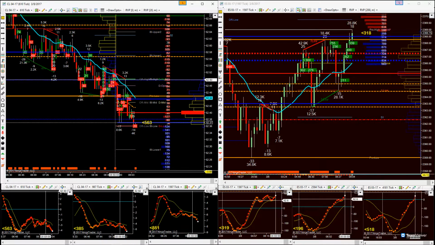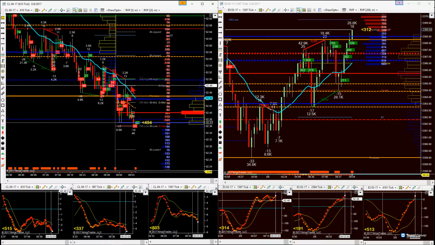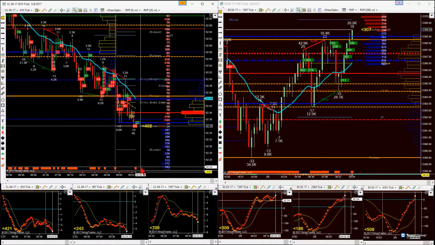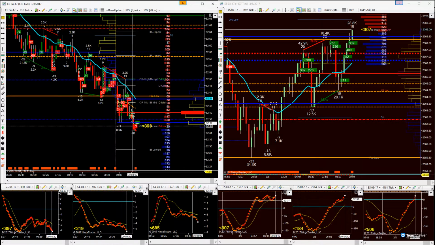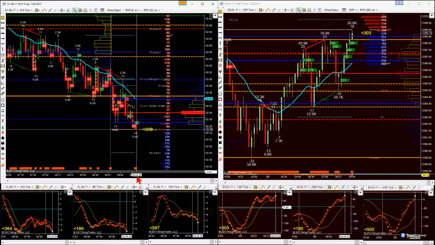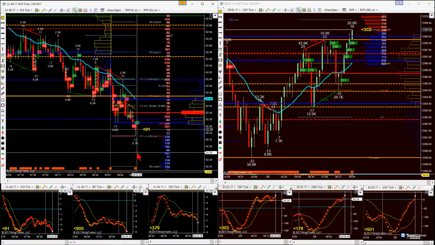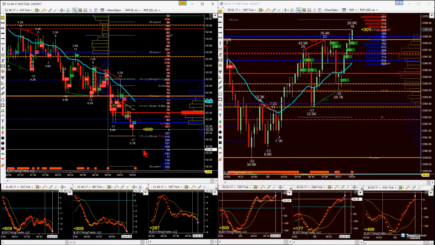You can see this push back up into the consolidation happened quickly. You really would have had to have been ready for that. I was not. Nothing here set up for me. We run the risk of having this turn into a stair step type move down, and if that's the case, there's really very little trade opportunity, at least for me. But we'll watch to see what happens.